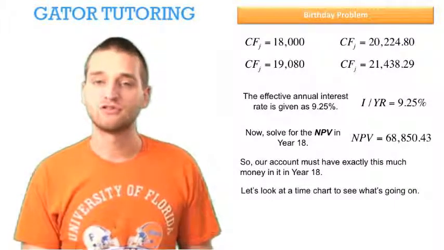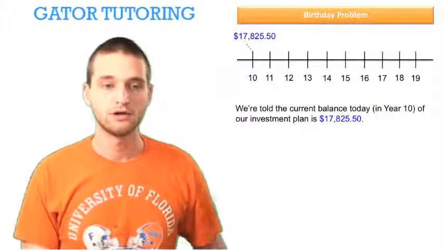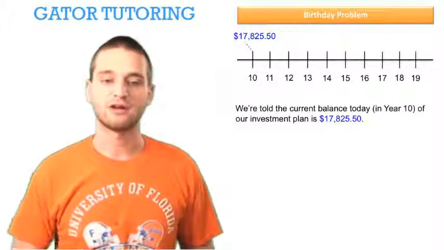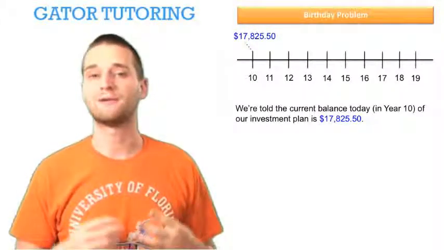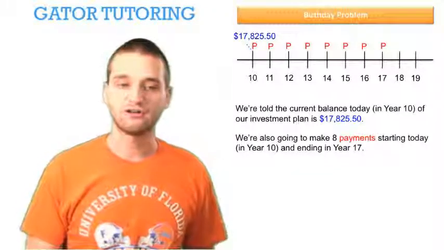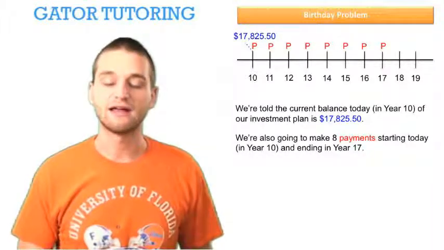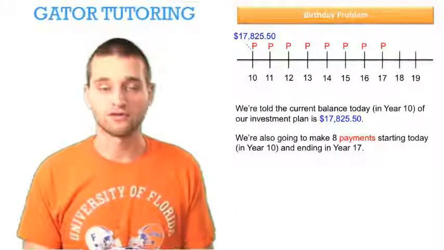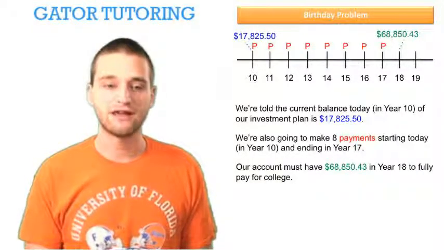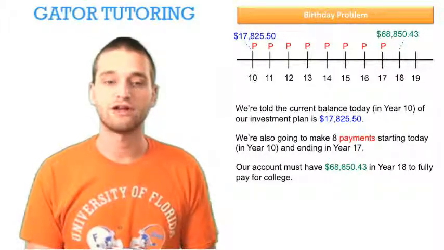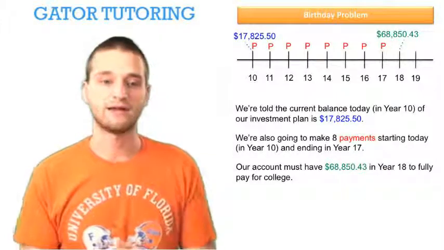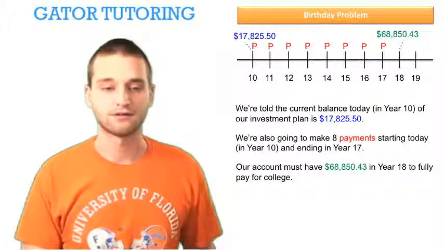Now let's look at a time chart and see what's going on here. We're told the current balance today in year 10 of our investment plan is $17,825.50. That's just how much money we have in it already. We're also going to make 8 payments starting today in year 10 and ending in year 17. We don't know what these payments are. This is what we're trying to find, is what the question asks. Our account must have $68,850.43 in year 18 to fully pay for college. That's the amount we just found. And so that has to be what our account is worth in year 18.